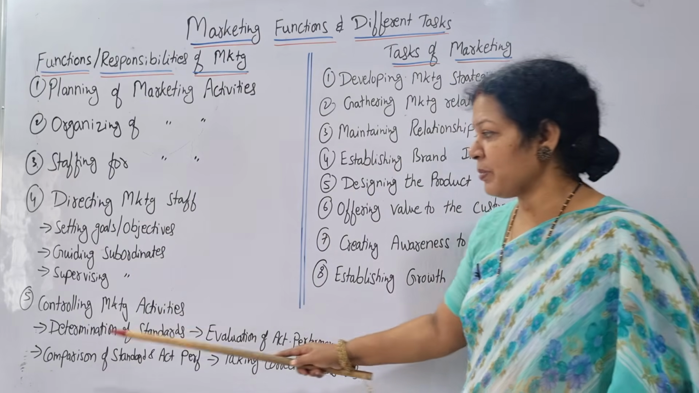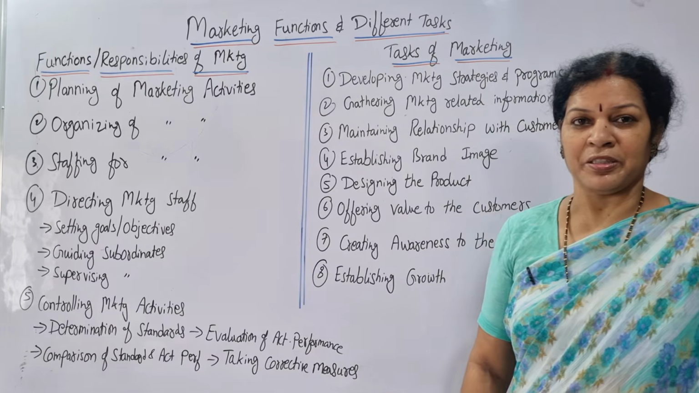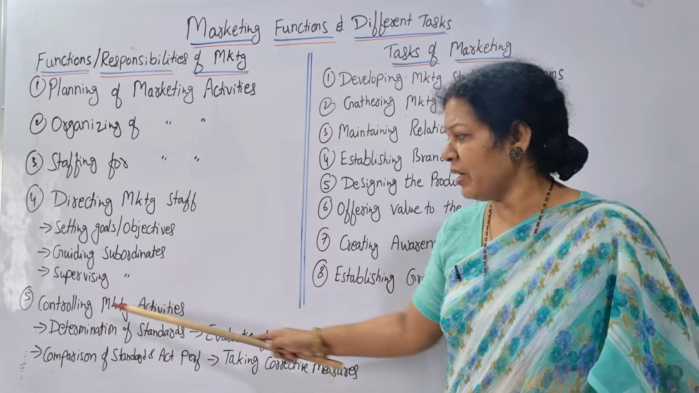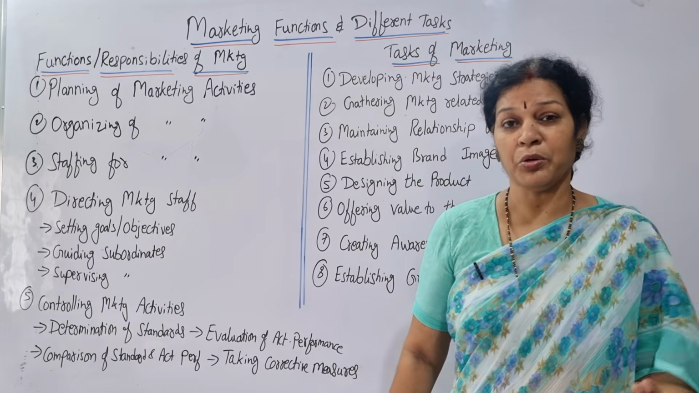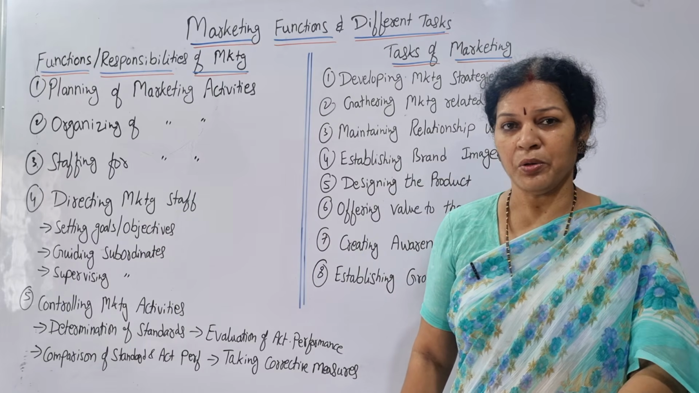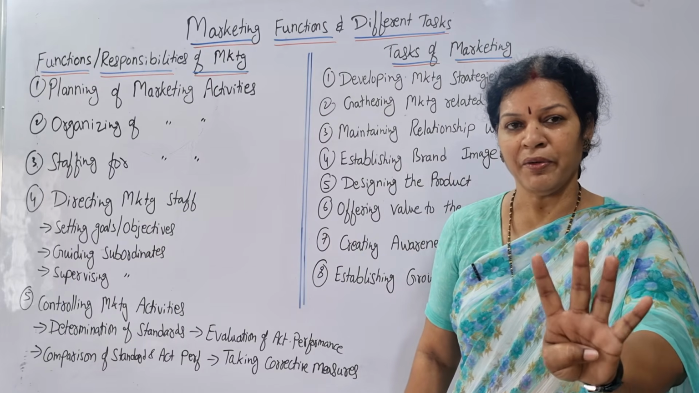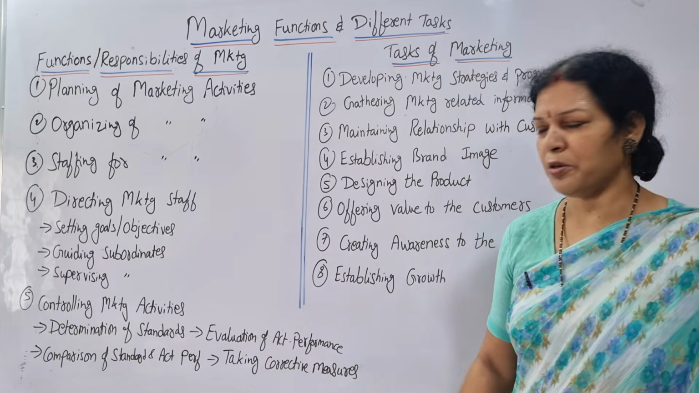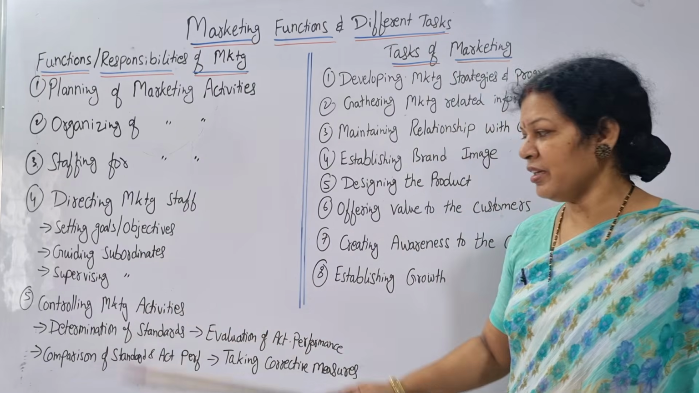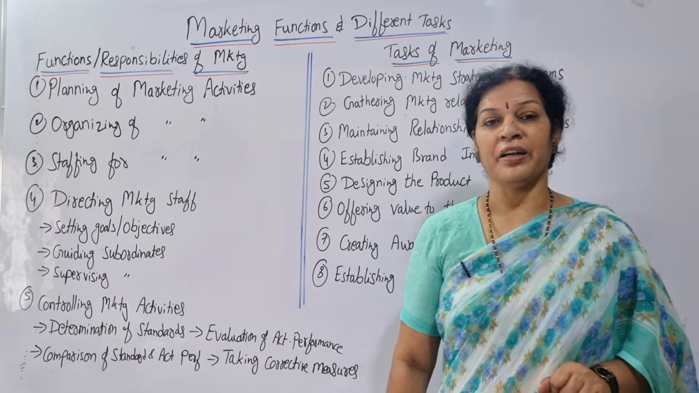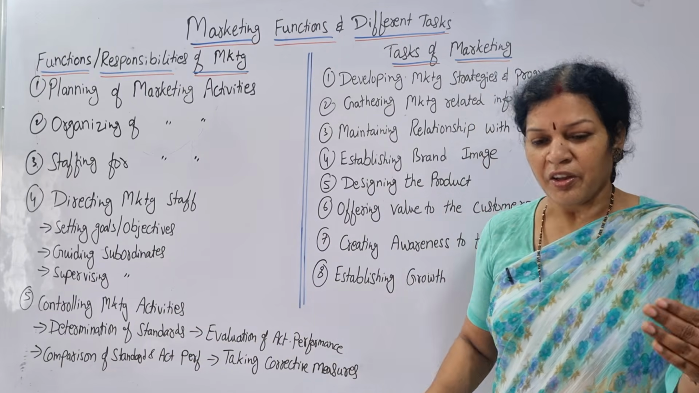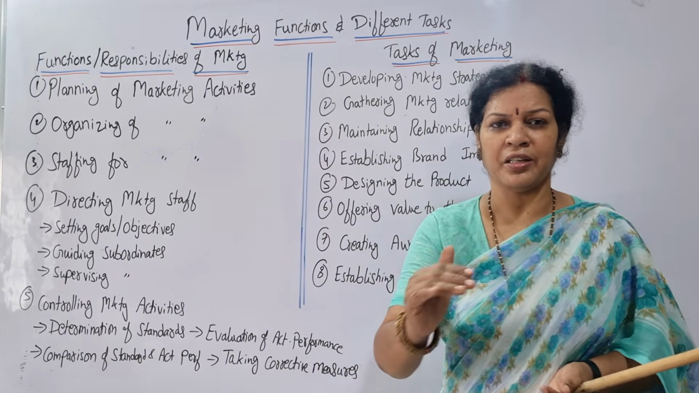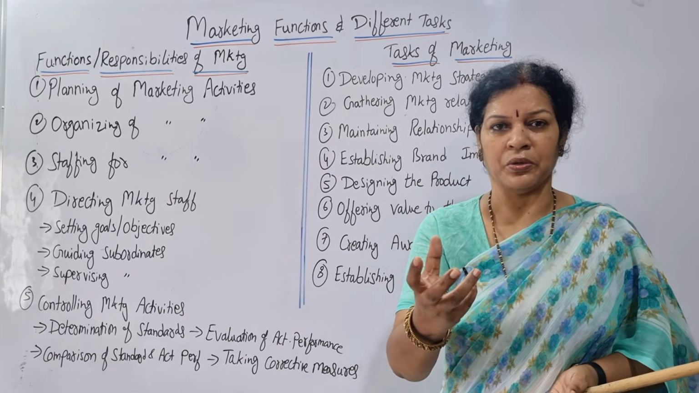Then the last step comes: controlling marketing activities. Supervision, directing, staffing, everything is over. Now you have to control the marketing activities. How to control it? For controlling activities also we have simple 4 steps. How to control? First thing is the determination of standards. First you set up standards. This is the standard we have to reach. This is the target we have to reach.